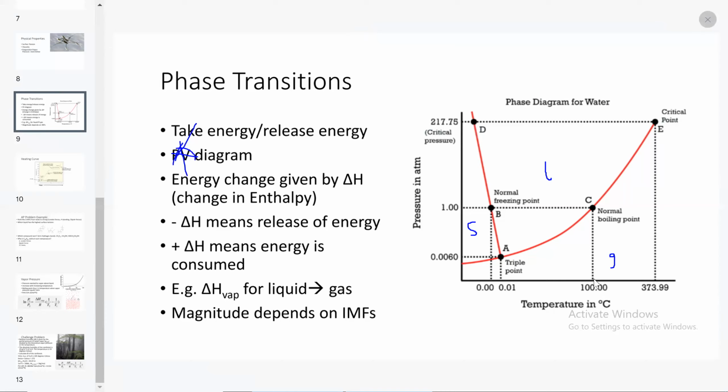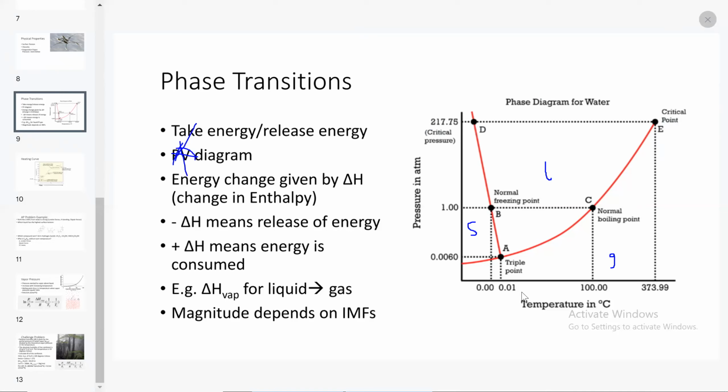So let's consider 1 atmosphere of pressure, so ordinary conditions. We start as a solid, and as we increase the temperature, we pass the freezing point. Because this is at 1 atmosphere, we call it the normal freezing point. So it becomes a liquid. Now we continue heating the liquid, and then we pass the normal boiling point. And then here we have a gas, so it turns into a gas.